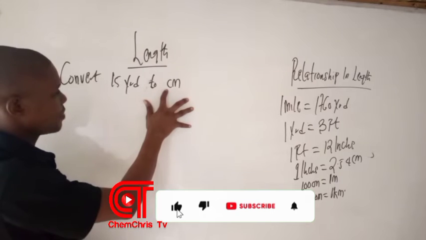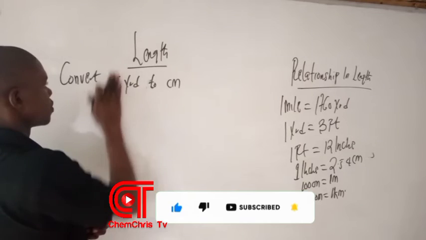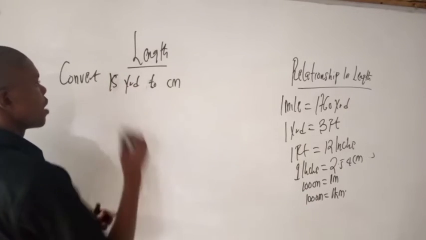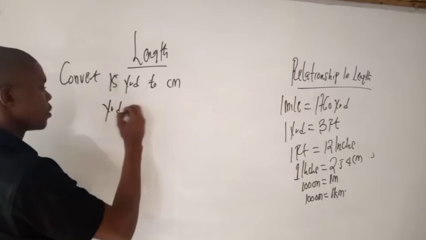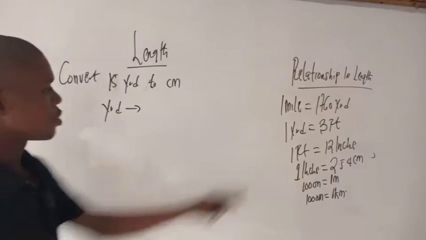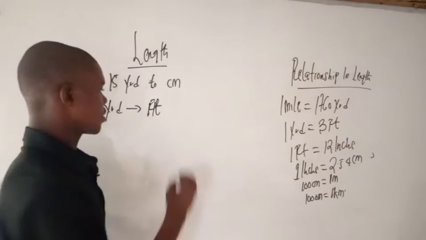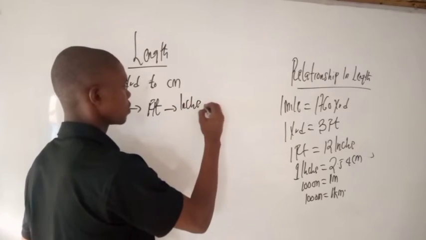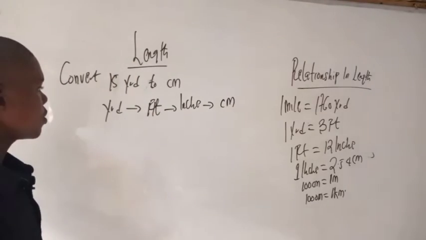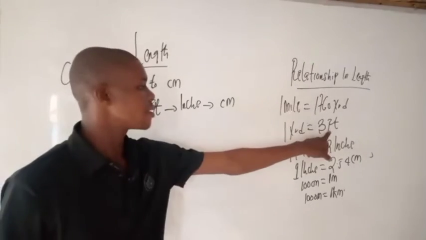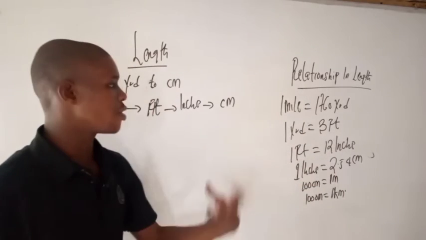Next: 15 yards to centimeters. How do you convert from 15 yards to centimeters? You move from yard to feet, from feet to inch, and from inch to centimeter. Can you see that? So this is what you're actually working with.